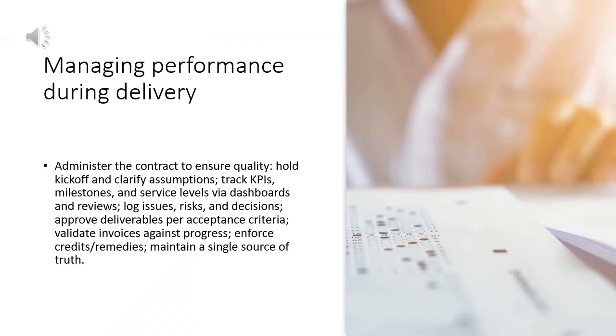Contract administration maintains quality and control. Hold kickoffs and clarify assumptions. Track KPIs, milestones, and service levels. Use dashboards and regular vendor reviews. Log issues, risks, and decisions. Approve deliverables against acceptance criteria. Validate invoices against progress and receipts. Enforce credits and remedies consistently. Maintain a single source of contract truth. Aim for transparency and partnership.